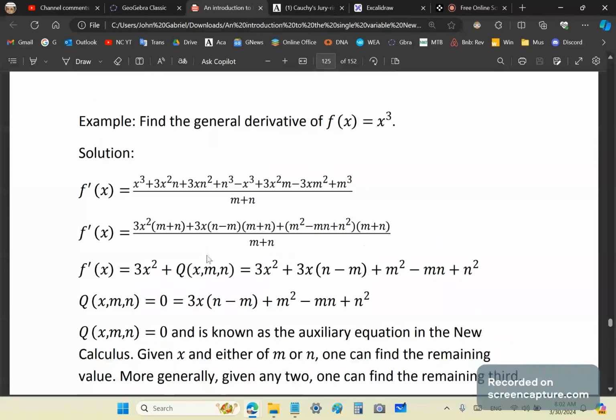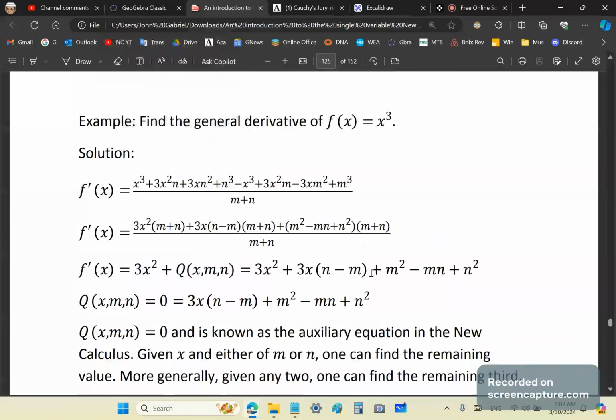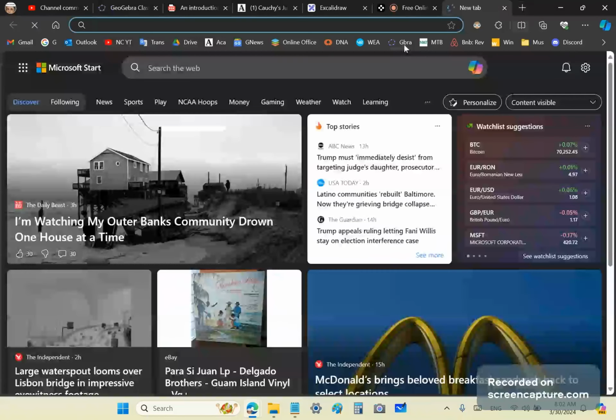In other words, if the only MN pair that makes the auxiliary equation, this part here, null is the 0,0 pair, then you know there's an inflection point. And that's much, much easier than, for example, finding the first derivative, the second derivative, and then testing to see if the sign is different or the same on either side.